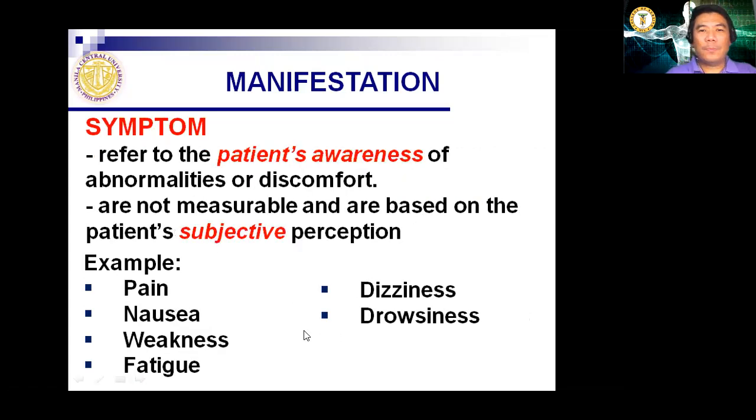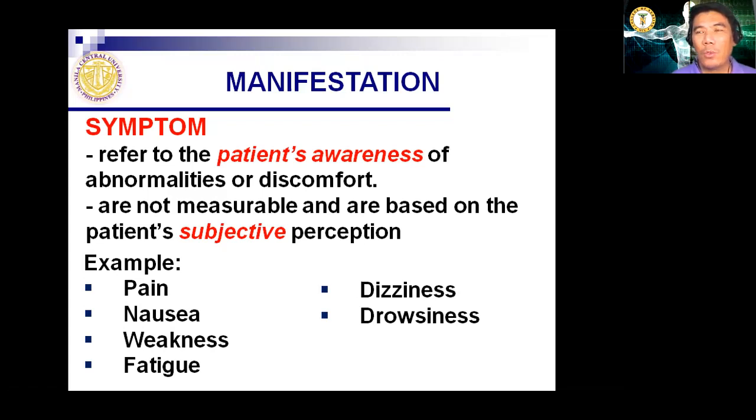When we talk about symptom, it refers to the patient's awareness of abnormalities or discomfort. These are not measurable, and are based on the patient's subjective perception. Okay? So just like for pain, for us nurses to identify the pain, we need the client to respond and use the pain scale. We can present a tool, but the client can still have his perception of what level of pain she or he is experiencing. So it's a symptom. There is no measurement of nausea, weakness, fatigue, dizziness, and drowsiness. So it's always coming from the perception of the client.